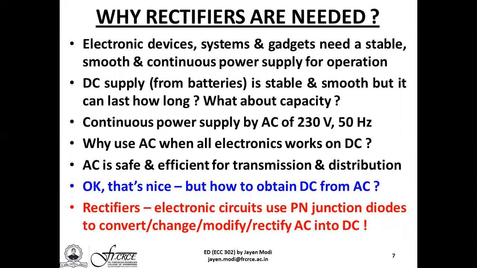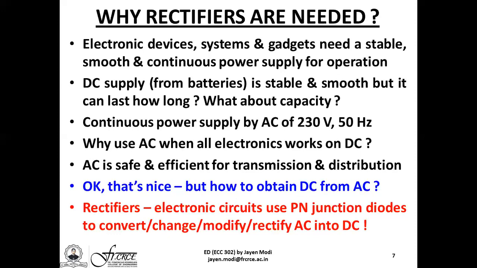The reason being that AC is safe and extremely efficient when it is a matter of transmission, distribution, etc. And as I had said in the earlier video lectures, by using a device called a transformer, it is very easy to step up AC or to step down AC. So with all these parts being fine, the biggest question is how do you convert AC into DC? Well, the answer was through the use of devices called rectifiers. These are electronic circuits that employ PN junction diodes, which are used to convert, rectify, modify, or change AC into DC.